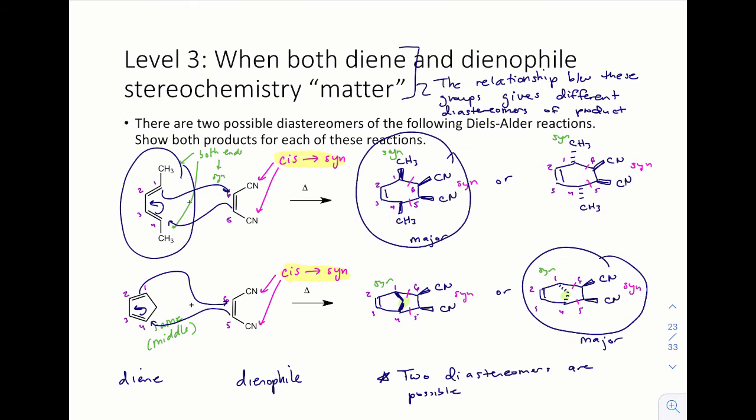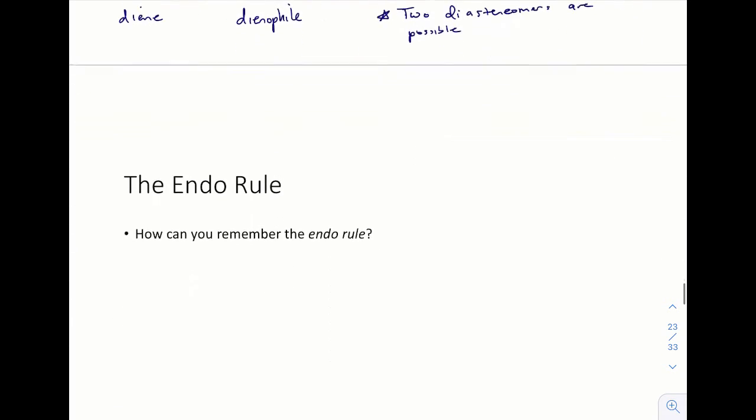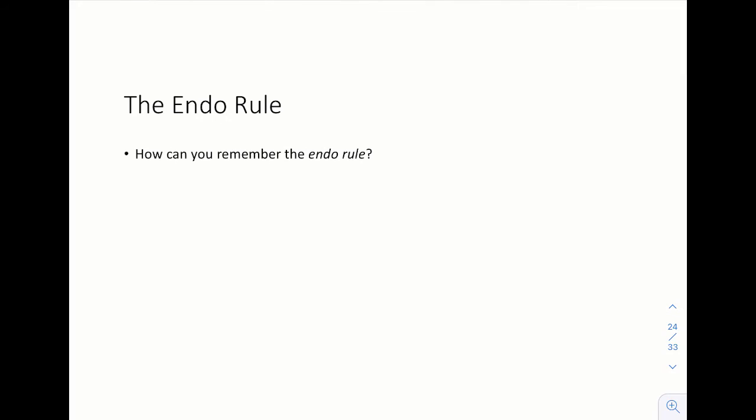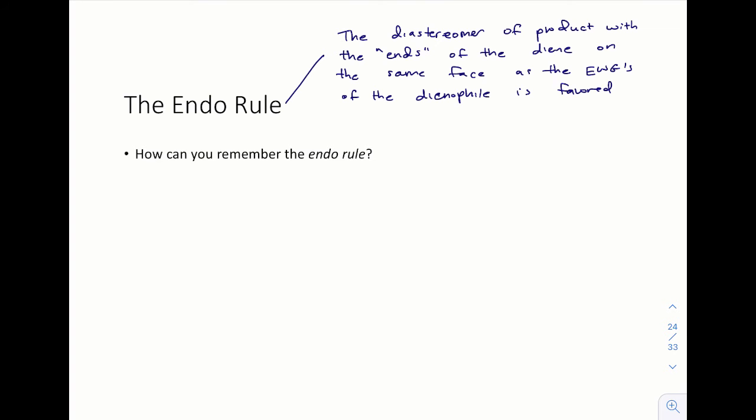Well, I'm using a rule, and that rule is called the endo rule. And I will just state the endo rule, and then I will explain it. So the endo rule states that the diastereomer of product with the ends of the diene on the same face as the electron withdrawing groups of the dienophile is favored. What in the world does that mean?